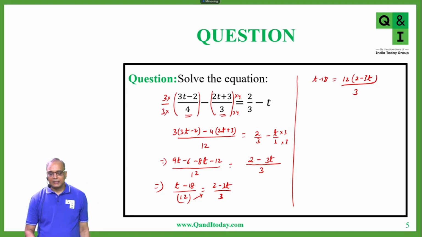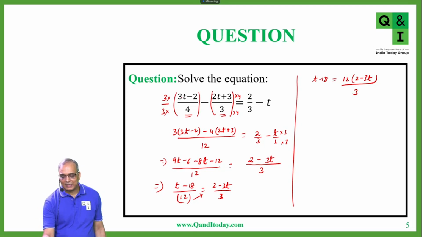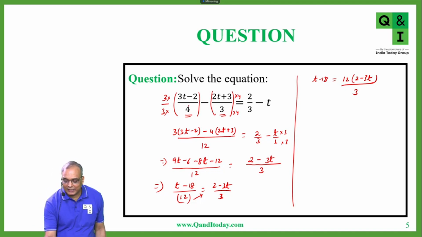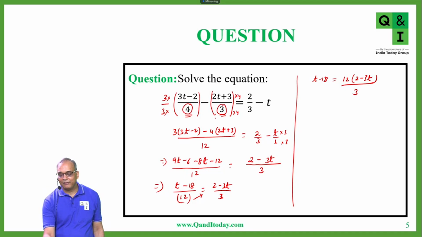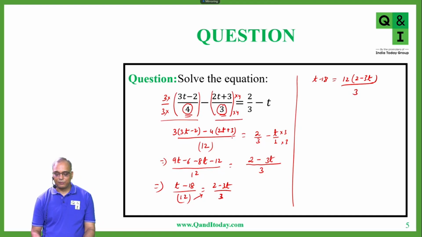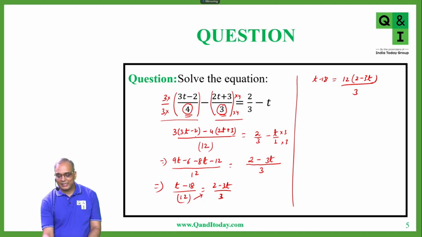So what we did, students, is, the question was 3t minus 2 by 4 minus 2t plus 3 over 3 is equal to 2 by 3 minus t. Here in the denominator, we have 4 and 3. We found the LCM of that, which is 12. So to make the denominator 12, we converted this rational expression by multiplying both numerator and denominator by 3 for the first term, and in the second term, we multiplied both numerator and denominator by 4. So we get 3 times 3t minus 2 minus 4 times 2t plus 3, divided by 12, is 2 by 3 minus t.